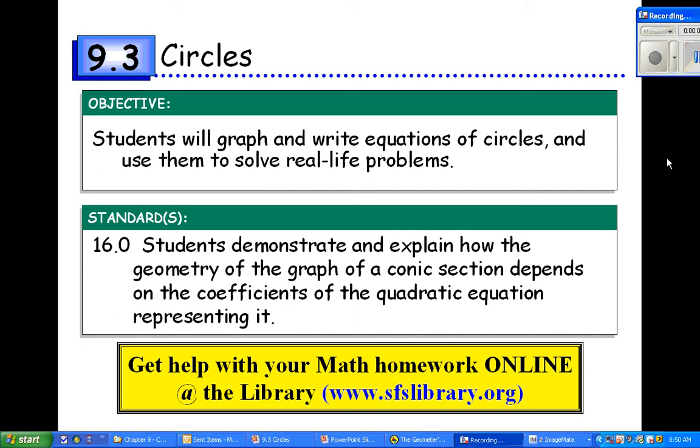Today we're covering section 9.3. On section 9.3 we are covering circles. The standard is 16.0.